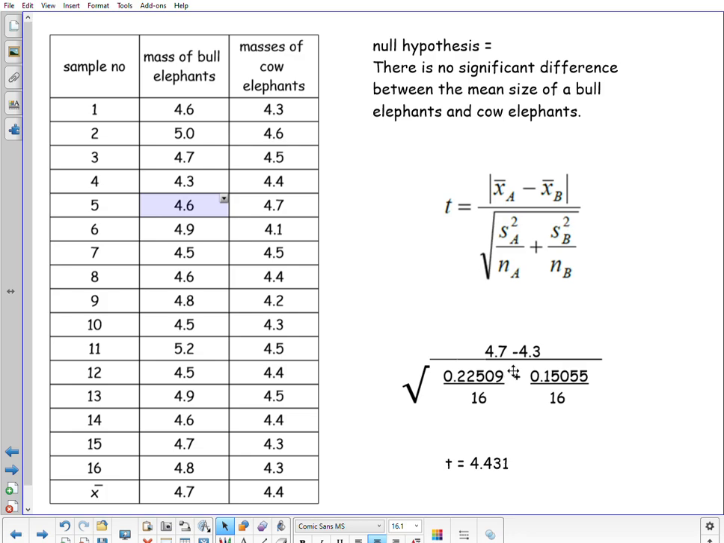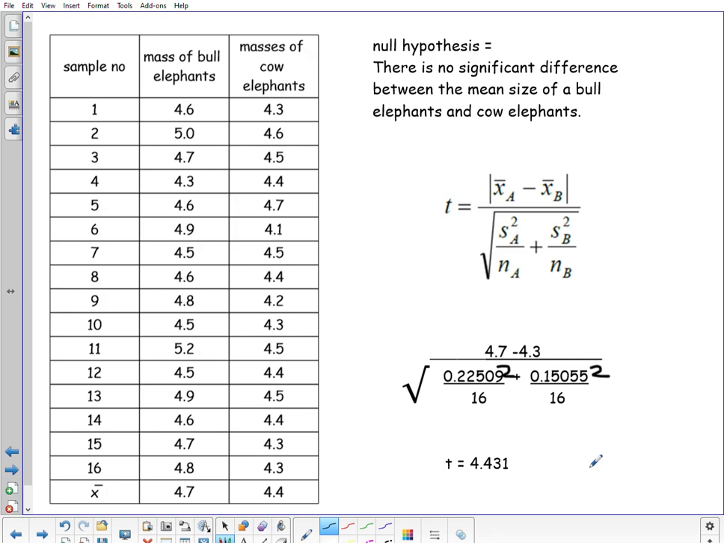So that's 0.22509 squared. I've got to put that in. Plus the standard deviation of group B squared divided by the number in group B. Okay, I'll square root that. Anyway, to cut a very long story short, our value of t comes out to be 4.431.